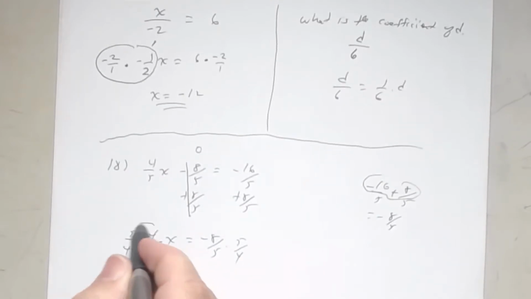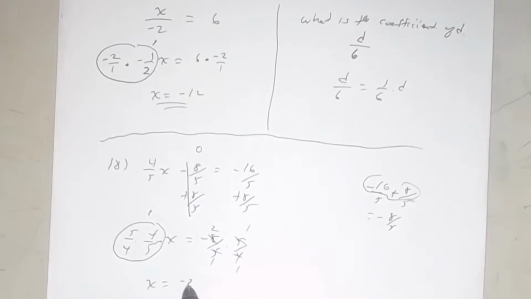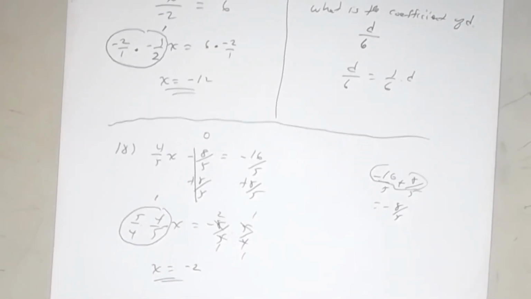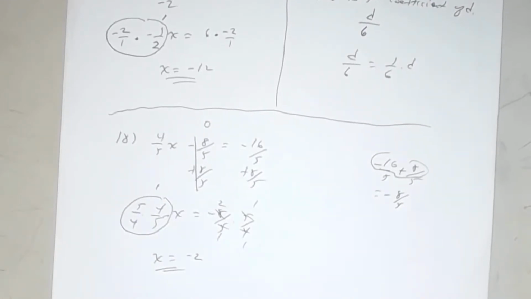Right, and then 5/4 times 4/5 is 1. 1 times x is x. All right, over here I can reduce. 5 and a 5 is 1. 5 and a 5 is 1. 4 and a 4 is 1. 4 to negative 8 is a negative 2. So what's x? Negative 2. That's x. All right, so again, you could have done this from a previous lesson.